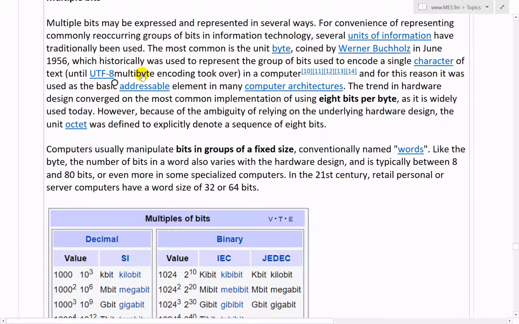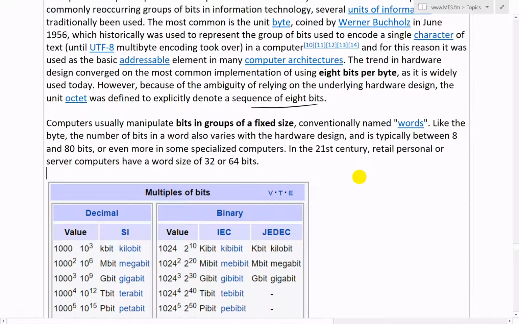Interesting. In a computer, and for this reason it was used as the basic addressable element in many computer architectures. The trend in hardware design converged on the most common implementation of using 8 bits per byte, as it is widely used today. However, because of the ambiguity of relying on the underlying hardware design, the unit octet was defined explicitly to denote a sequence of 8 bits.